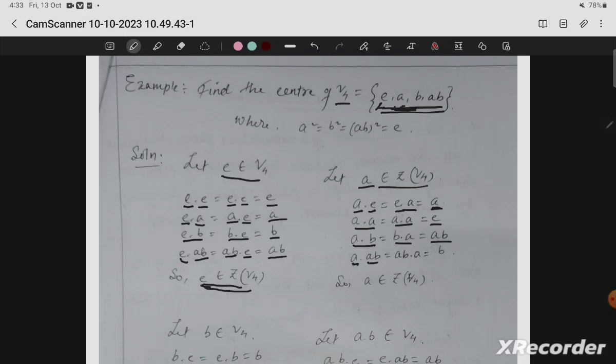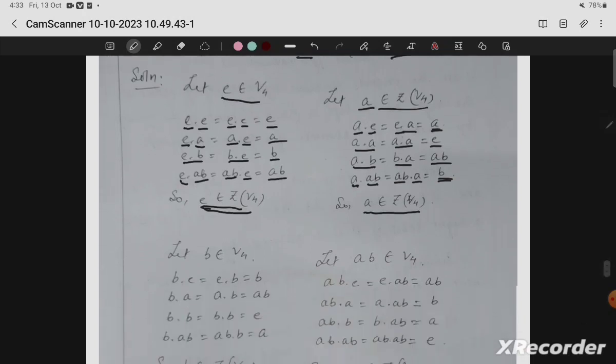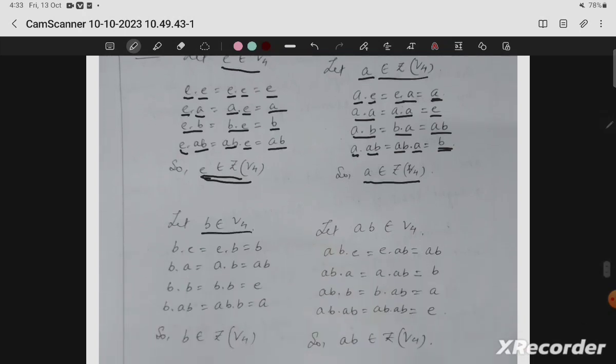A into AB will give us B, or AP into A will give us B. Since A square is identity, so A belongs to the center of V4. Similarly, B will find P.